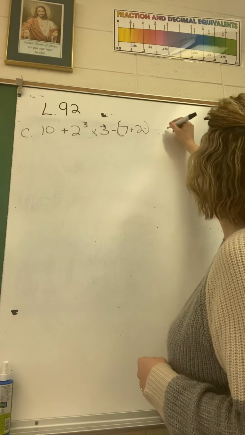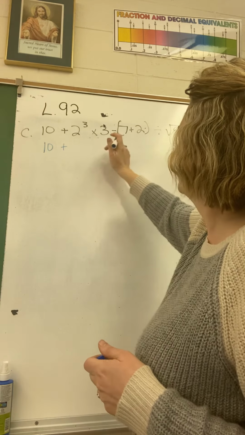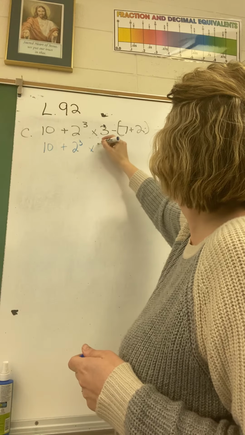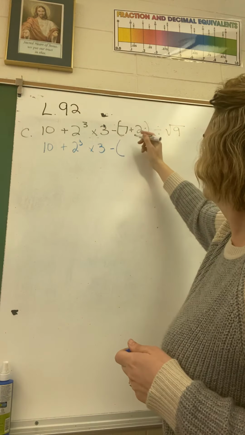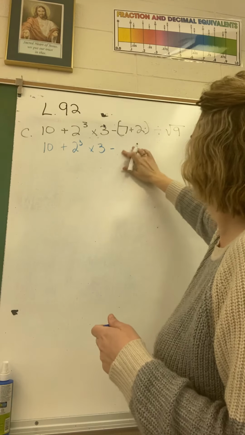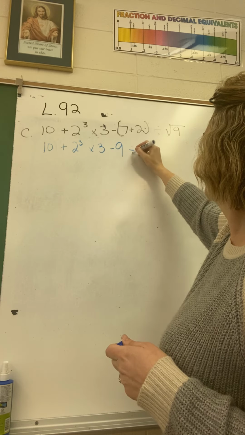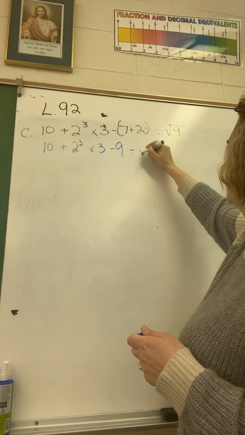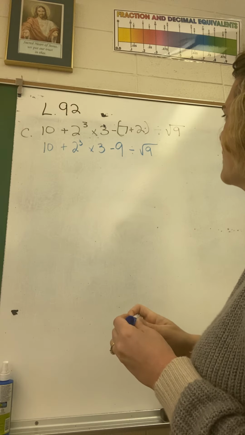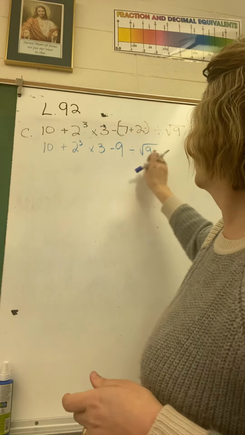Okay, so again, we do it in order. So parentheses is the first thing that we do. So we rewrite, I'm going to get a new pen. We rewrite up here. So we go 10 plus 2 to the third times 3 minus 7. Now we're doing parentheses, so minus 9. Divided by, and we can write down the square root of 9. So now we're going to do exponents, which is going to include our square root and our exponent here.